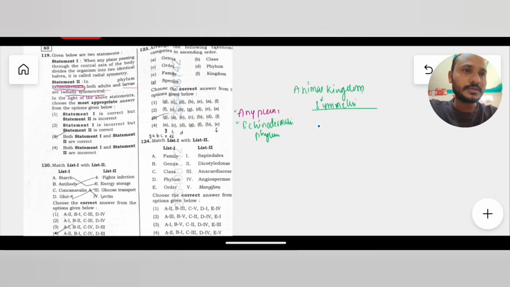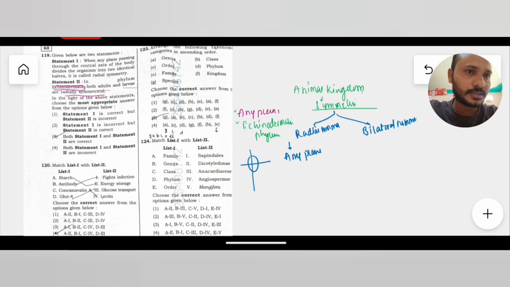Generally, symmetry is of two types: radial symmetry and bilateral symmetry. Radial symmetry means any plane, the very important keyword, passing through the central axis of the body divides the organism into two equal identical halves. Such symmetry is called radial symmetry.